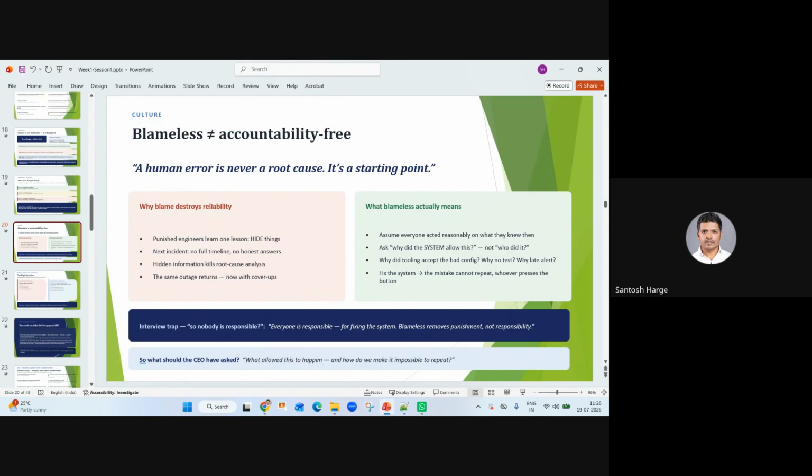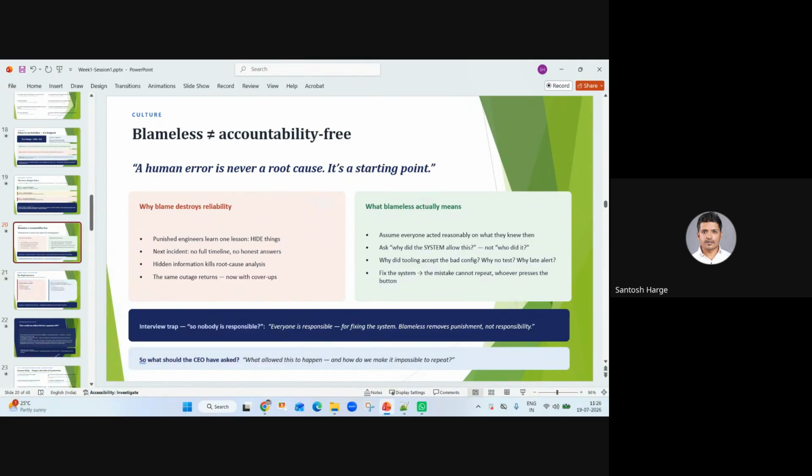Long story short, when you blame people, you are not making them accountable. You are just making them stay silent, because every time this issue happens, everyone will try to hide their mistake.